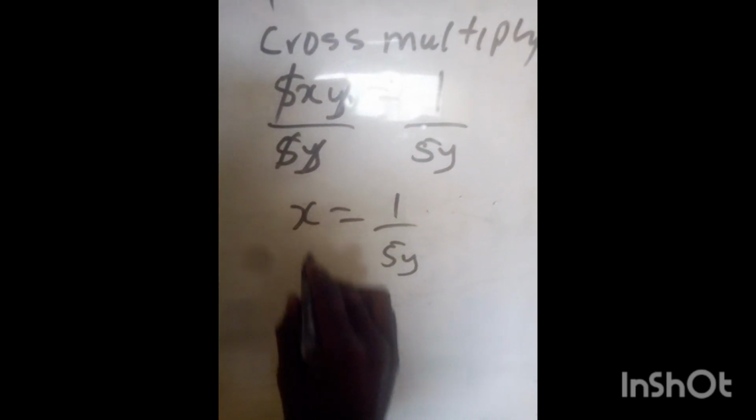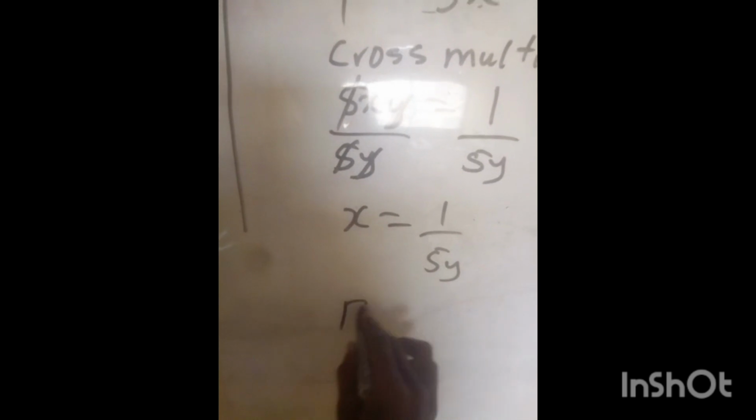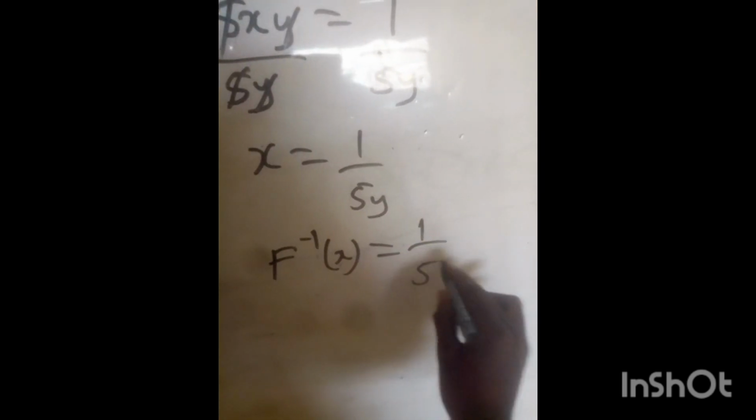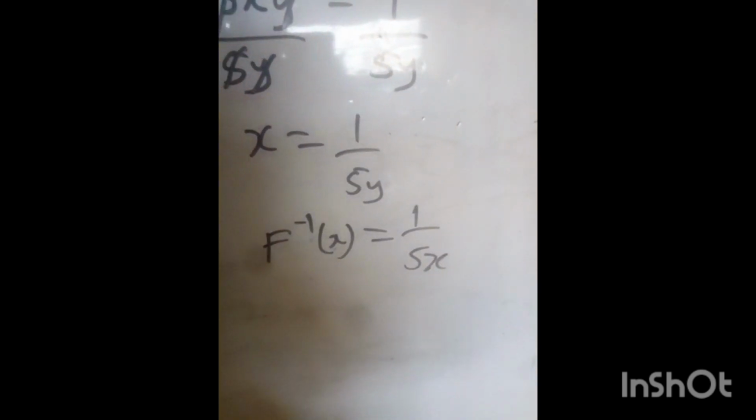5y. Then from there, this x we are going to change it to the inverse of x, and this y we will replace with x. Then that will be our final answer.